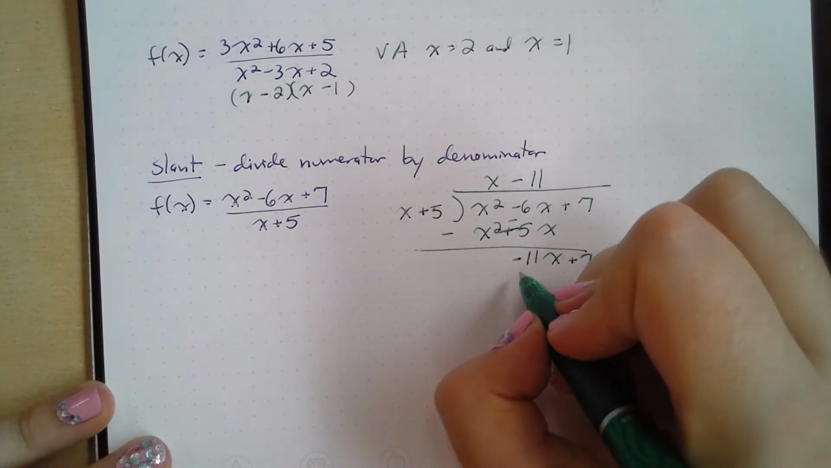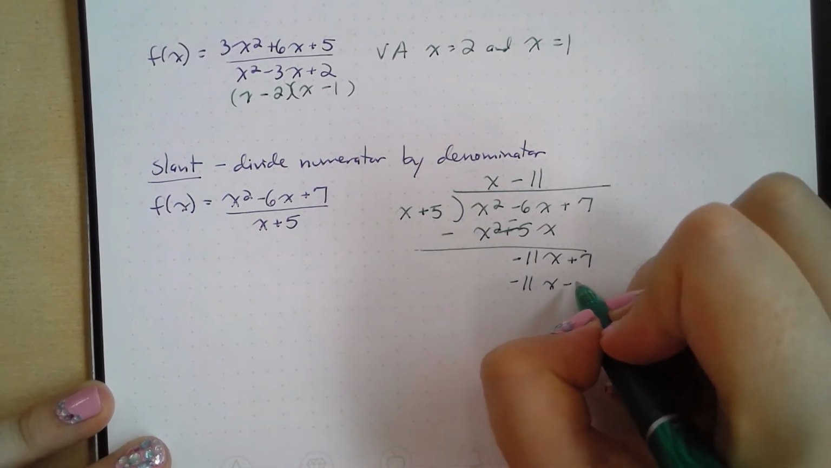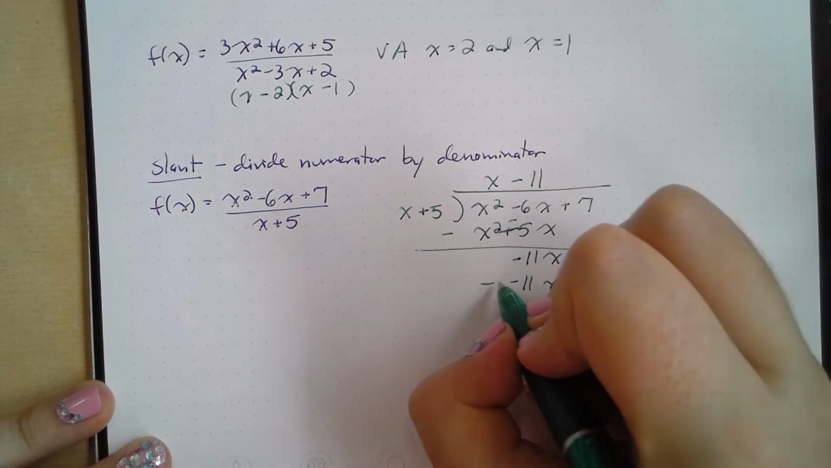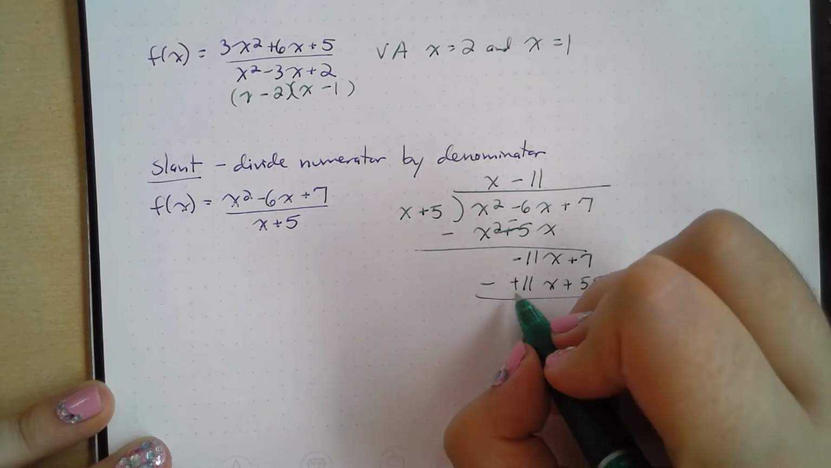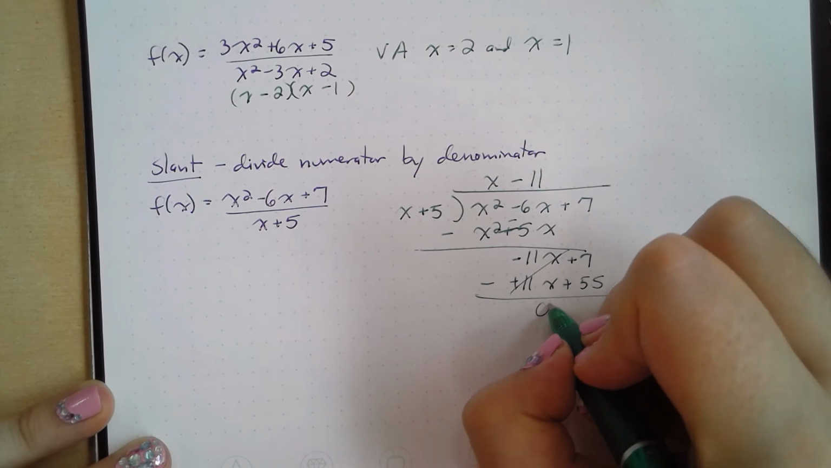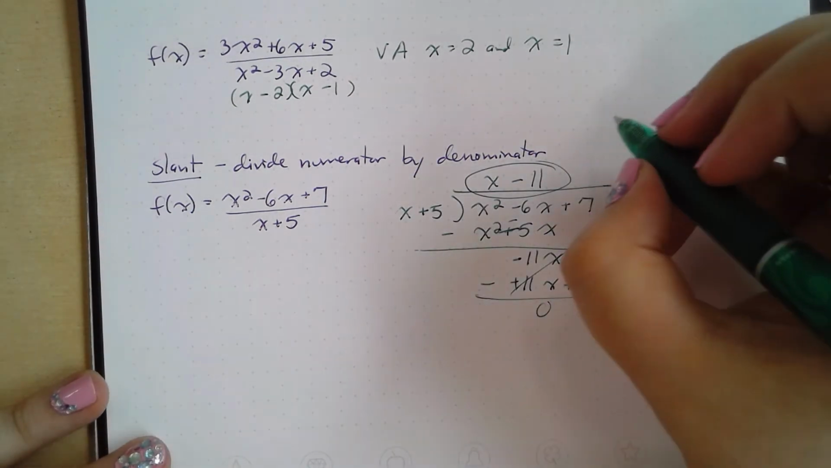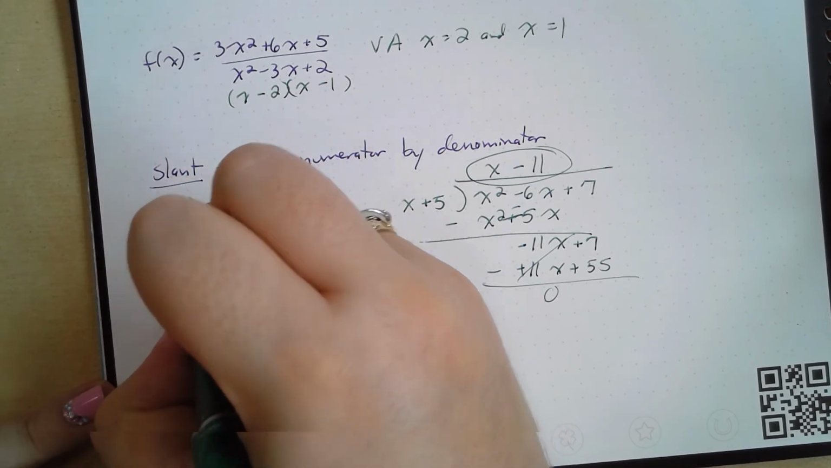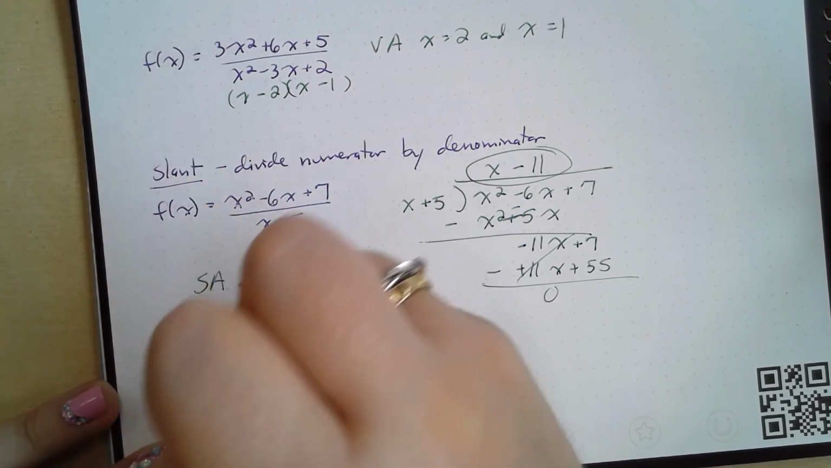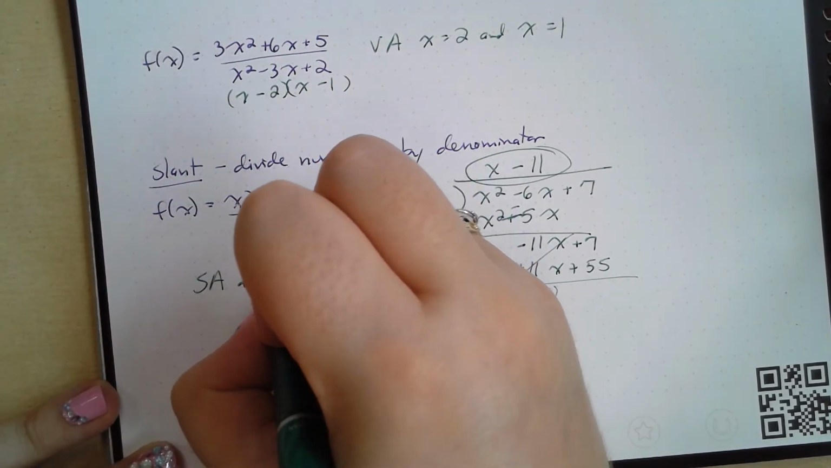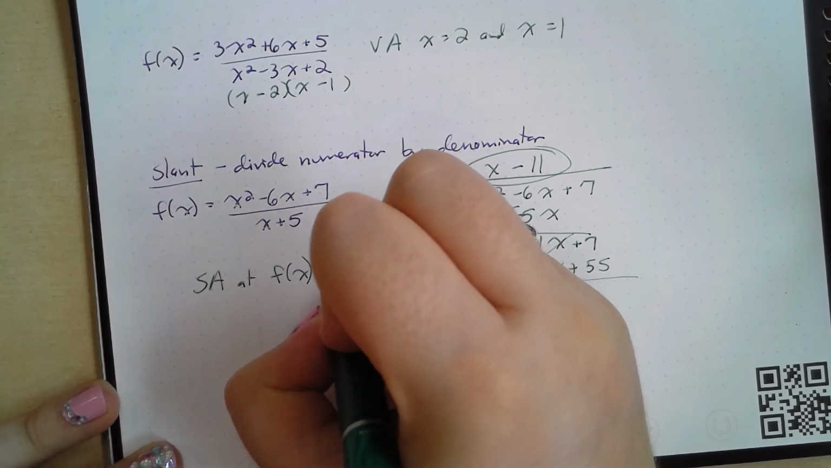So negative 11x minus 55, subtract, so now these become positive. This doesn't actually matter here, so that's 0. But this is the equation of the line that we need. So we have a slant asymptote at, I guess, f of x, or y equals x minus 11.